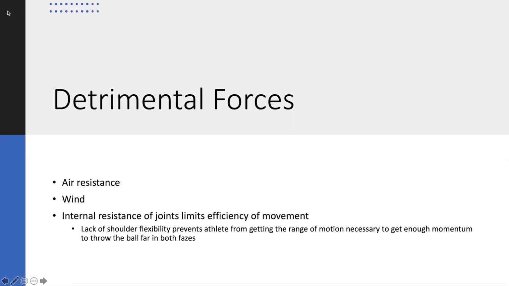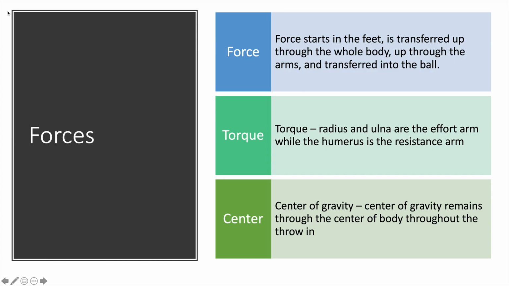Some detrimental forces for this move are air resistance, wind, and the internal resistance of joints limiting efficiency of movement. So if you don't have good shoulder flexibility, this prevents you from getting the range of motion necessary to get the amount of momentum needed to throw the ball in far. So yeah, there's that. Some forces here.